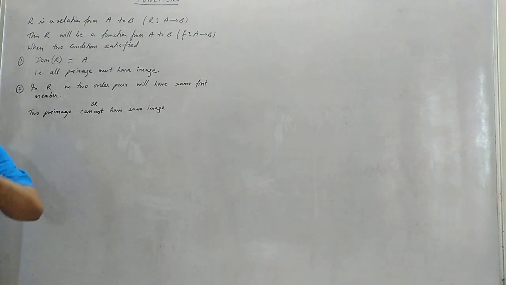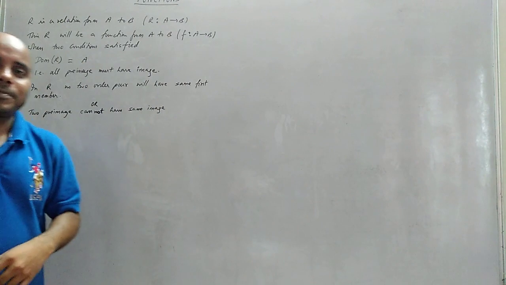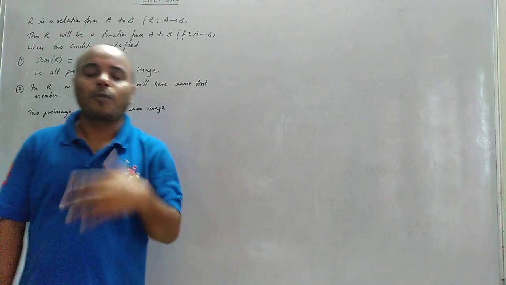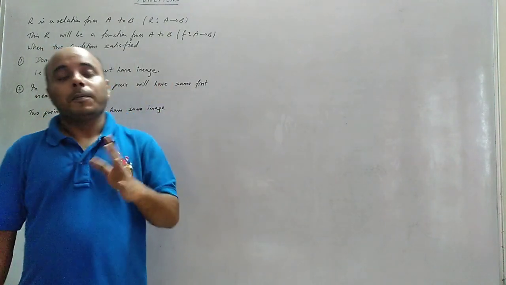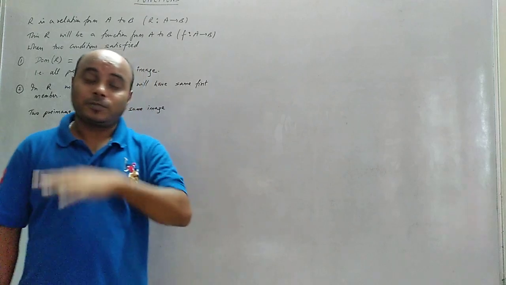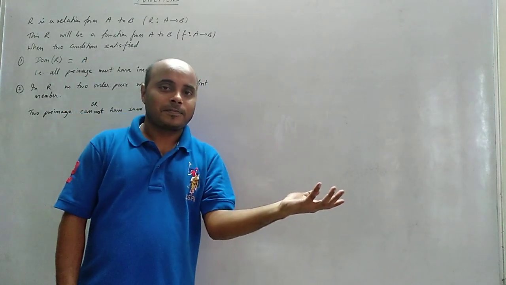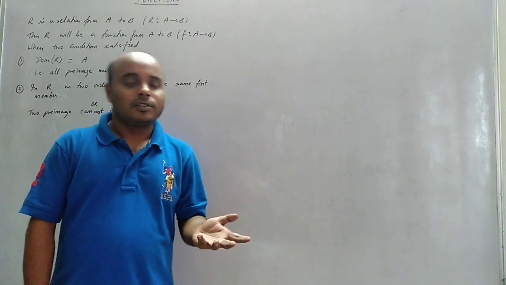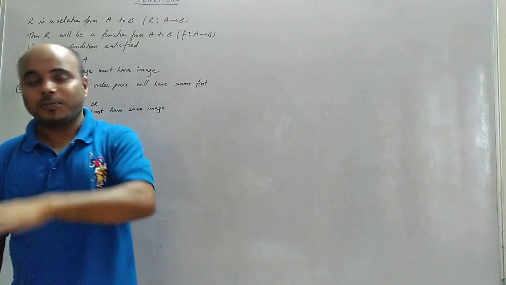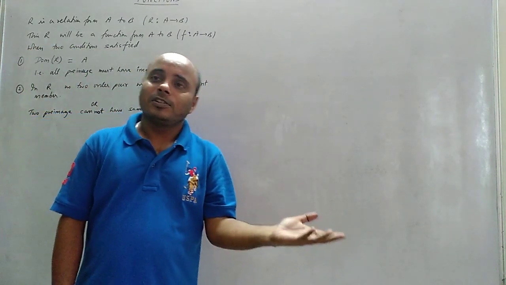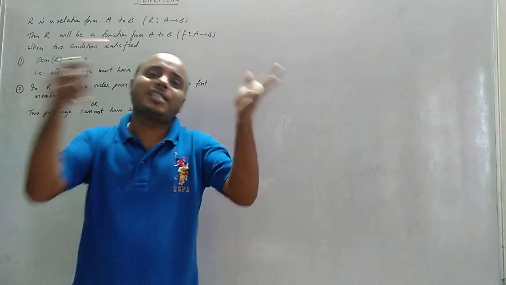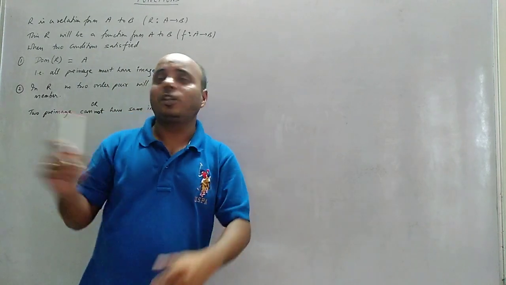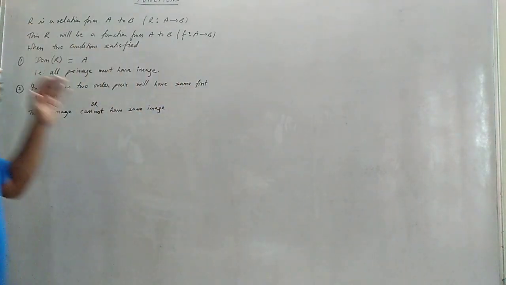That means all relations are not functions. Only those relations are functions which satisfy 2 special characteristics or properties that we'll discuss later on. That means all relations are not functions, but all functions are relations, because functions are nothing but relations only, satisfying 2 special conditions. Why are all functions relations? Because a function is a relation itself. But all relations are not functions. Why? Because all relations will not satisfy these 2 properties. So what are these 2 properties?